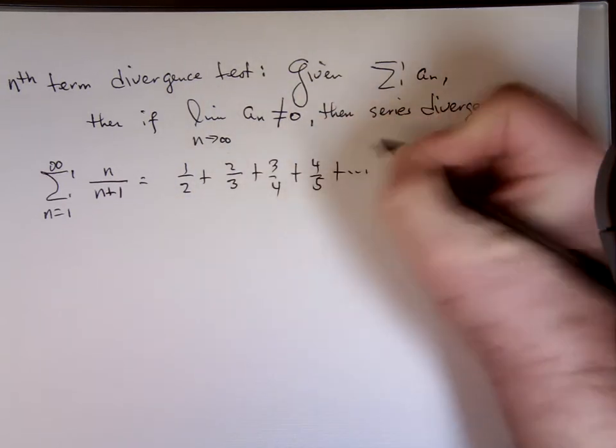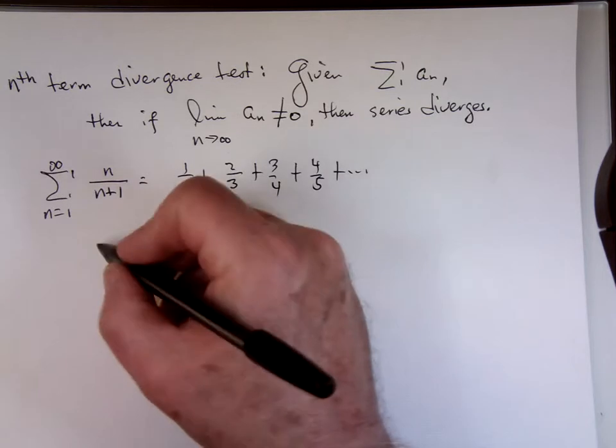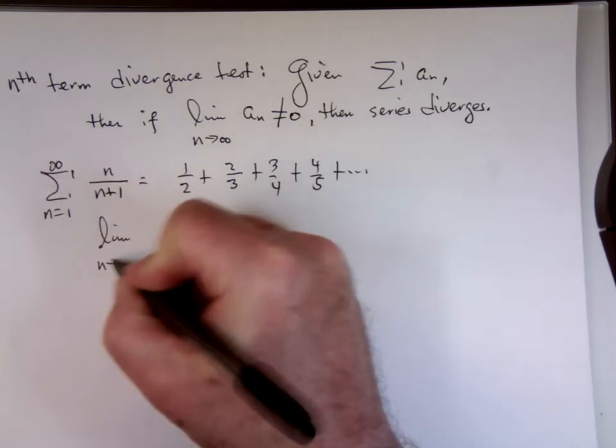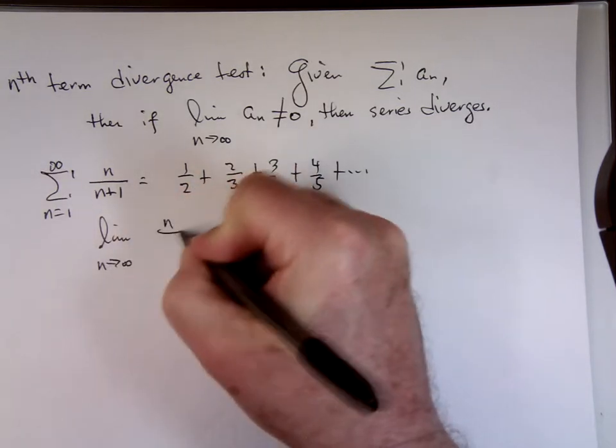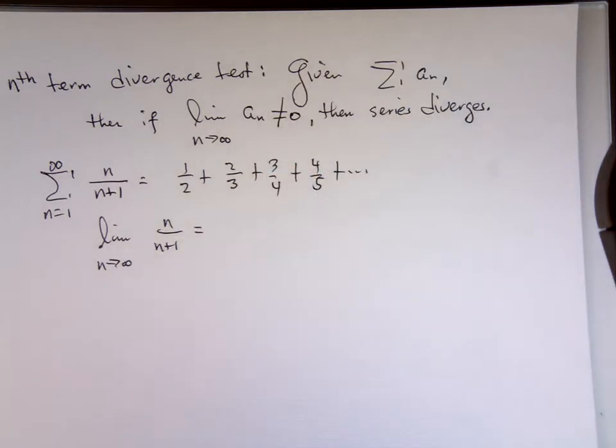Here's a series. What's going on with the nth term? What's the limit as n goes to infinity of this nth term? It's infinity over infinity, which is the name of L'Hopital's rule. We can use L'Hopital on it, and what do we get after using L'Hopital's on this?